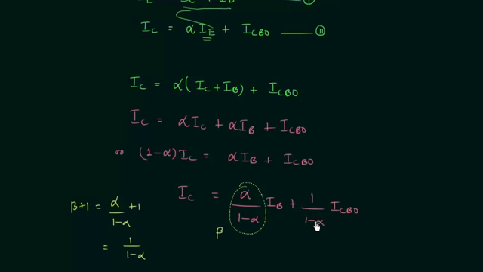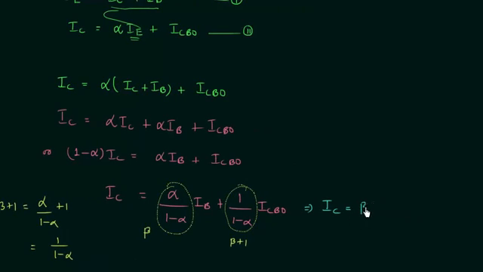So 1 divided by 1 minus alpha is beta plus 1. This is beta plus 1. So I can write this equation as IC equal to beta times IB plus beta plus 1 ICBO. Now we will see how beta changes with change in alpha.